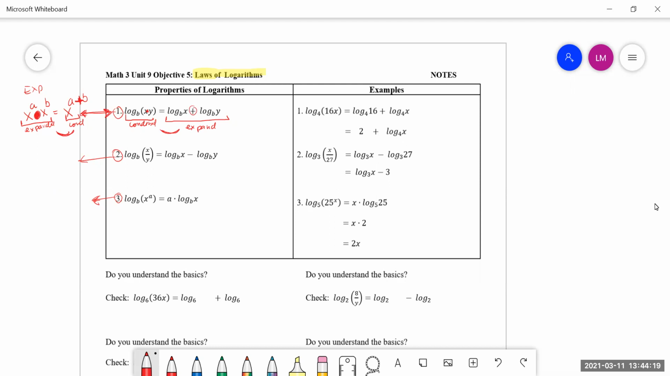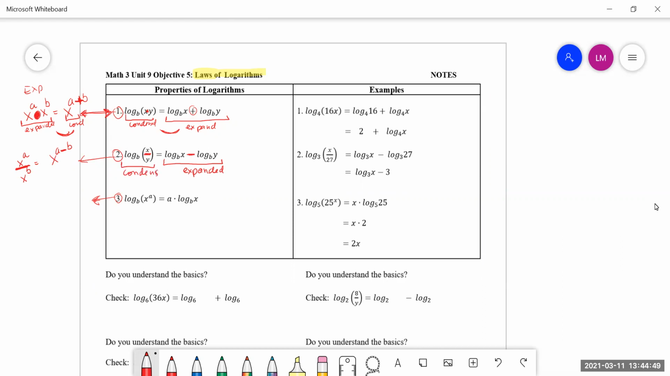Okay, let's do the other rule. When I have x to the a divided by x to the b, it becomes x to the a minus b. So a division becomes a subtraction. Same thing here. When I have a division, it becomes a subtraction when I expand it. This is the expanded version, and this is the condensed version.